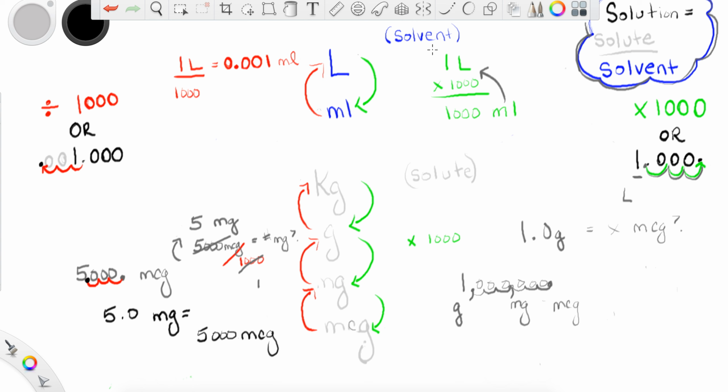And again, the solute is going to be the dry ingredient in the mixture, the solvent is going to be the wet ingredient in the mixture, and the two together equal the solution.